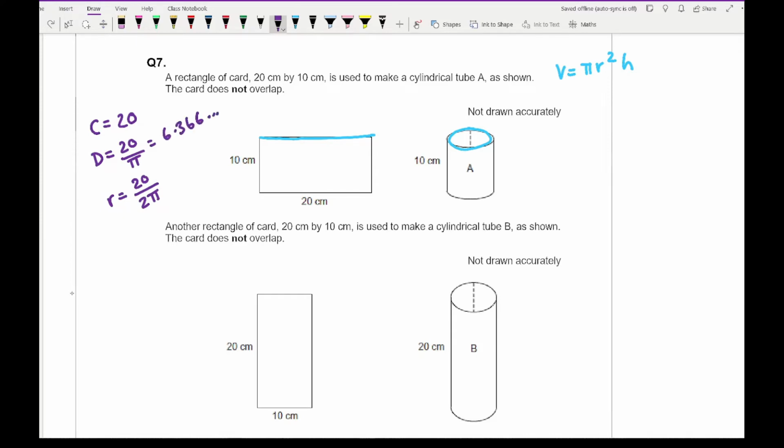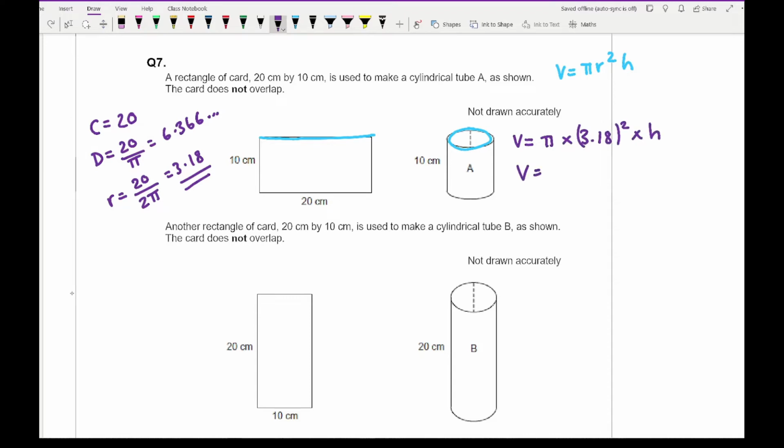And if I divide that by 2, I get an answer of 3.18 to 2 decimal places. So that there is the radius of this. So therefore, the volume of tube A is going to be pi times 3.18 squared times h.